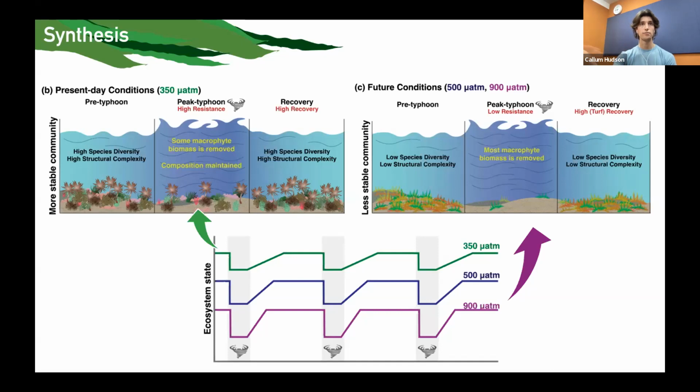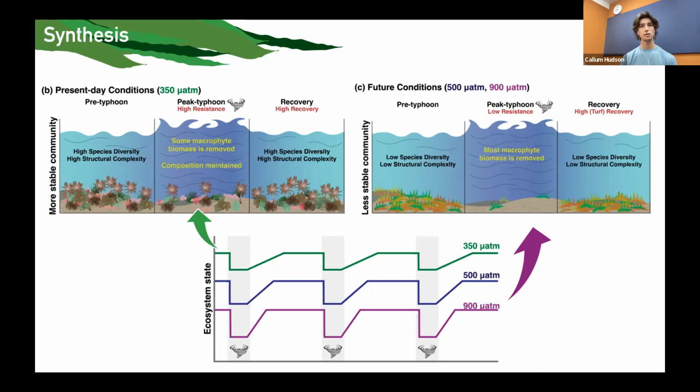When it did, turf resilience, promoted by boosted primary production and growth under these elevated CO2 conditions, meant that the empty space created by typhoons was then recolonized by turf algae, not macroalgae. And this then also likely prevented later macroalgal recruitment due to those feedback mechanisms that I mentioned earlier.